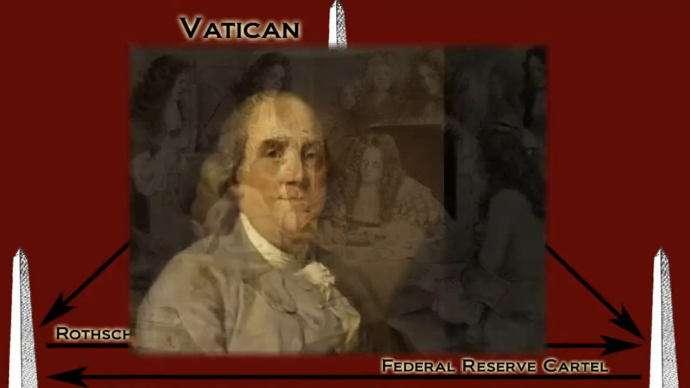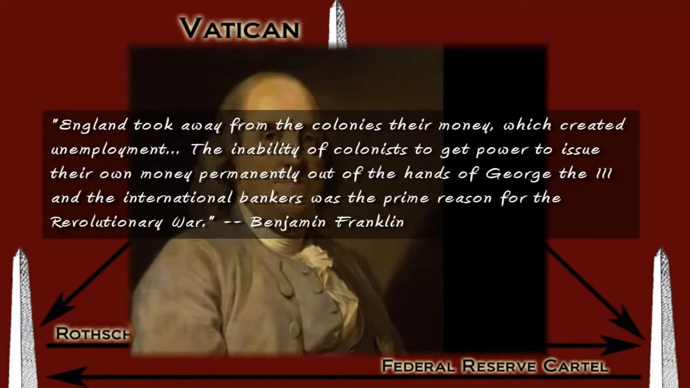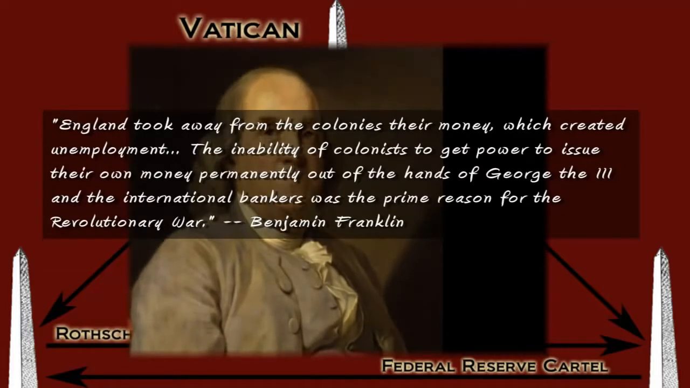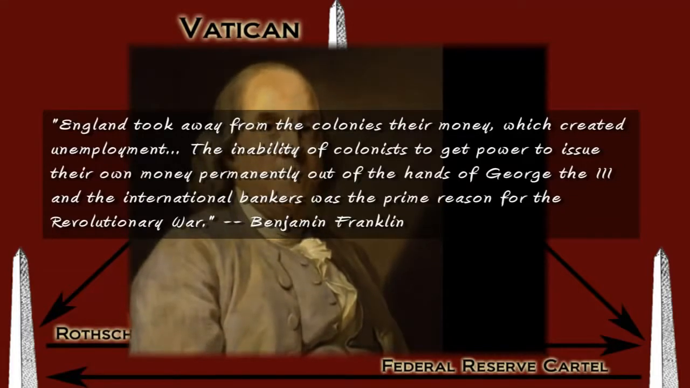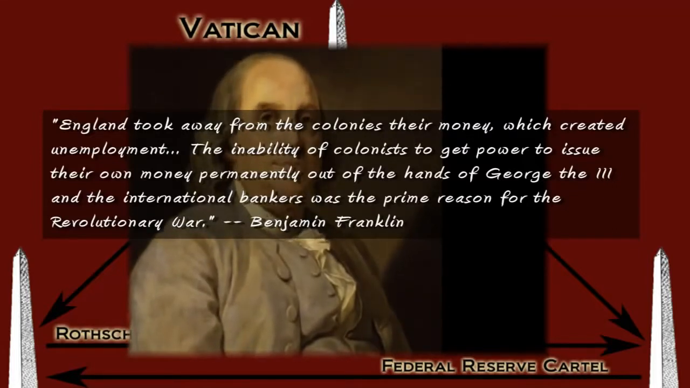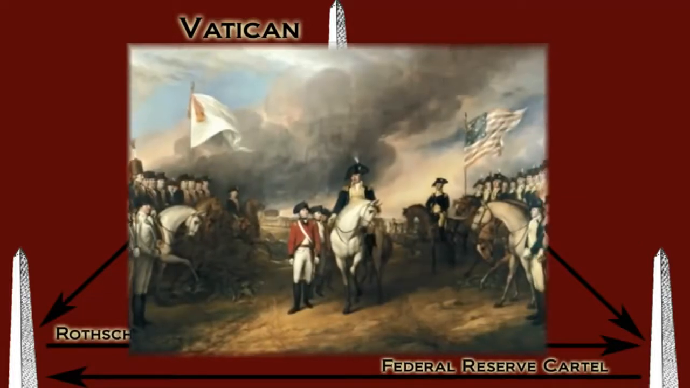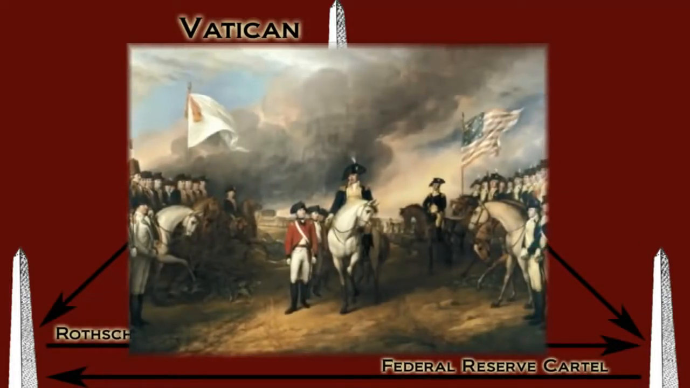Benjamin Franklin wrote, "England took away from the colonies their money, which created unemployment. The inability of the colonists to get power to issue their own money permanently out of the hands of George III and the international bankers was the prime reason for the Revolutionary War." In 1783, from England and its oppressive monarchy.